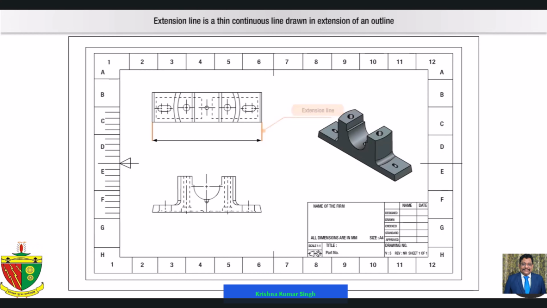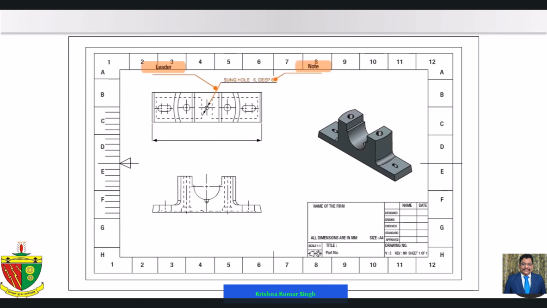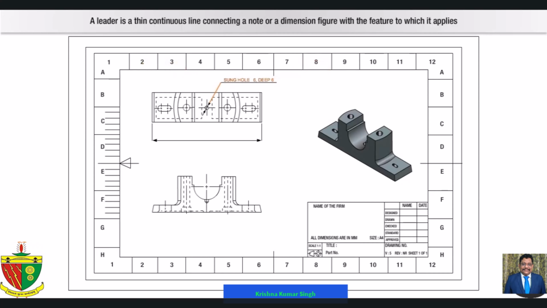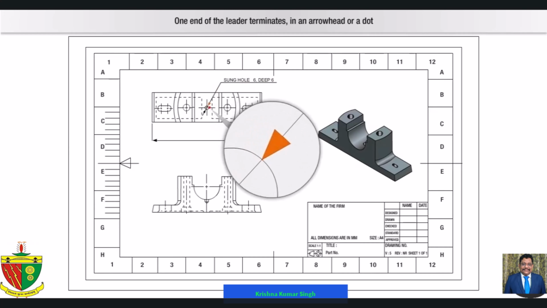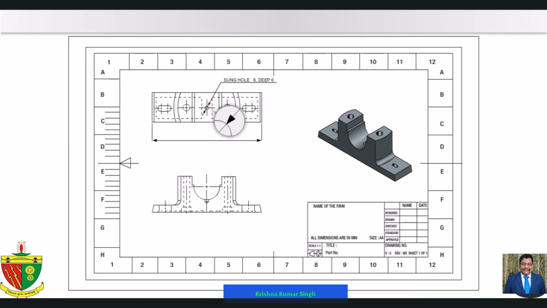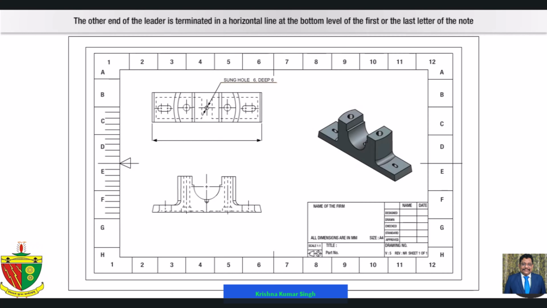Extension line. Extension line is a thin continuous line drawn in extension of an outline. Leader and note. A leader is a thin continuous line connecting a note or a dimension figure with the feature to which it applies. One end of the leader terminates in an arrowhead or a dot. The other end of the leader is terminated in a horizontal line at the bottom level of the first or the last letter of the note.